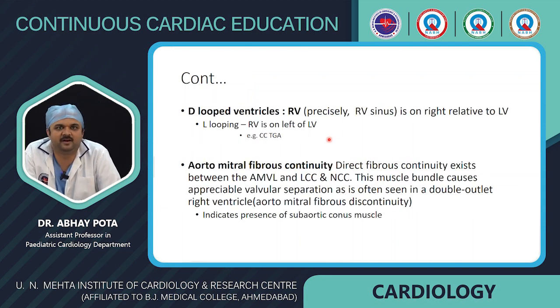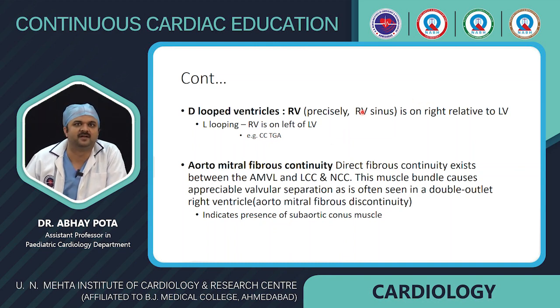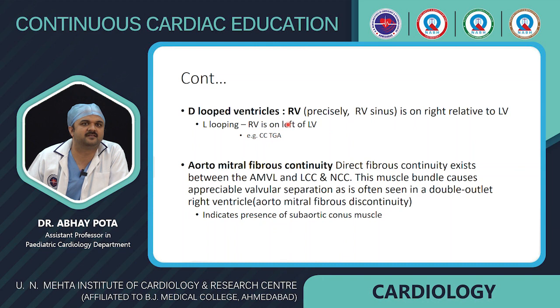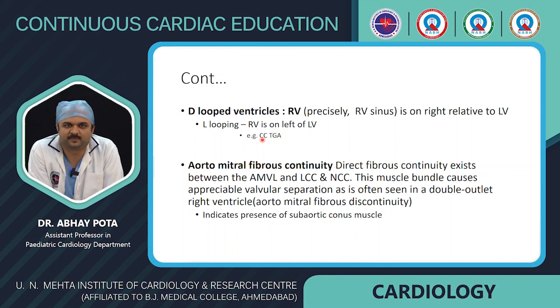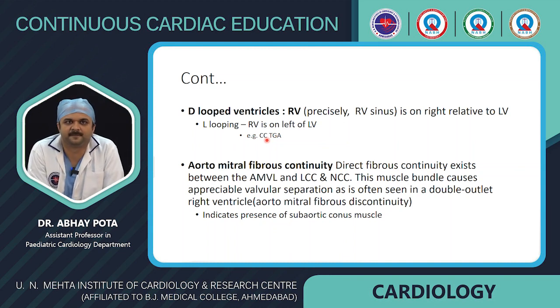Then what are D-looping and L-looping of ventricles? D-looping basically means that the RV, or as we already discussed, precisely the RV sinus or RV inlet, is on the right relative to the LV. That is normal. Our RV is on the right of the LV, that is D-looping. These D and L looping have embryological connotation, but we can discuss it separately later. What is L-looping? L-looping is when the RV is on the left of the LV. For example in CCTGA, completely corrected transposition of great arteries, the LV is on the right while the RV is on the left in case of situs solitus CCTGA.